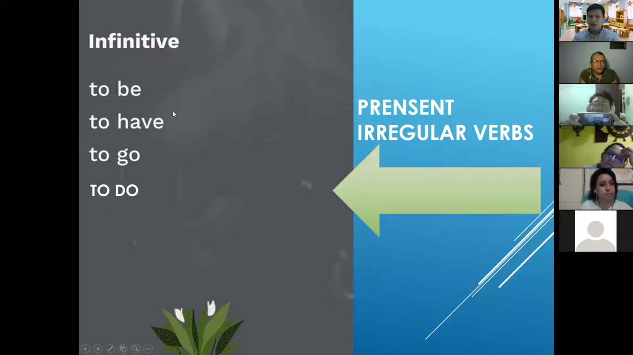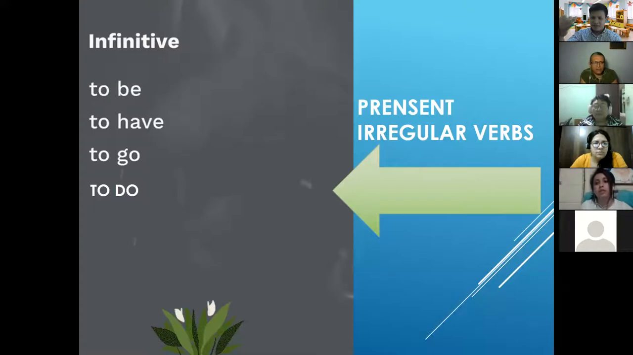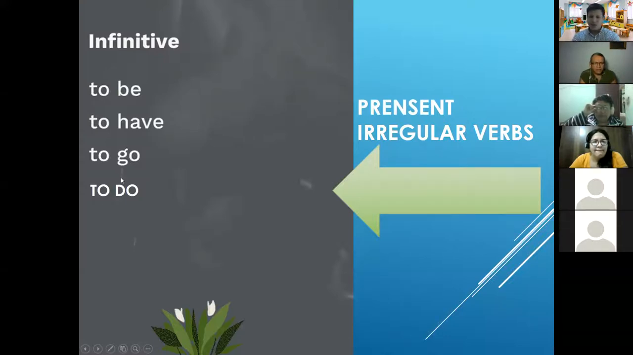Is irregular. Why? Because the verb be got three forms. Am, are, and is. First, second and third person. Okay. Then we have have. What is have? Spanish. Have. Tener. The other form with the regular verbs is has. Go, goes. Has. Do, does.